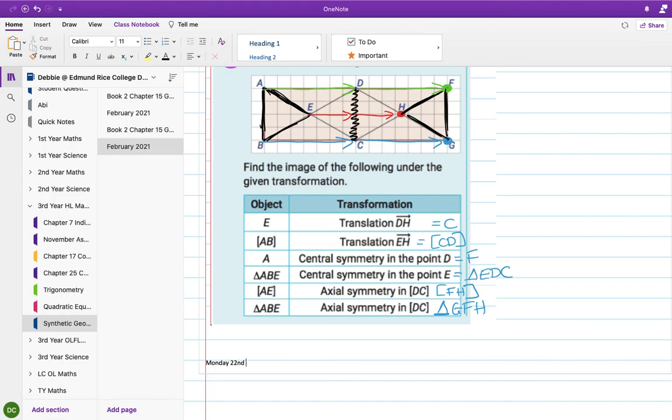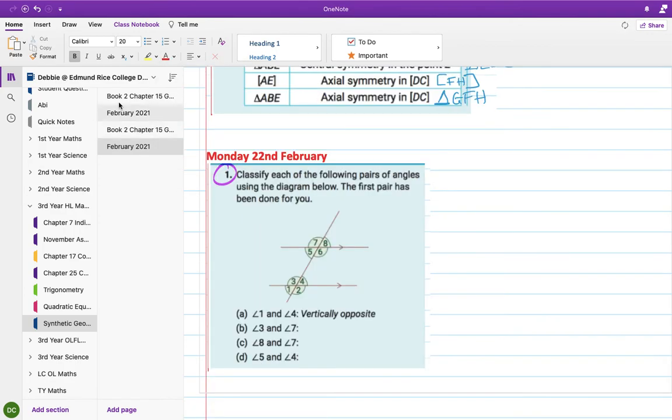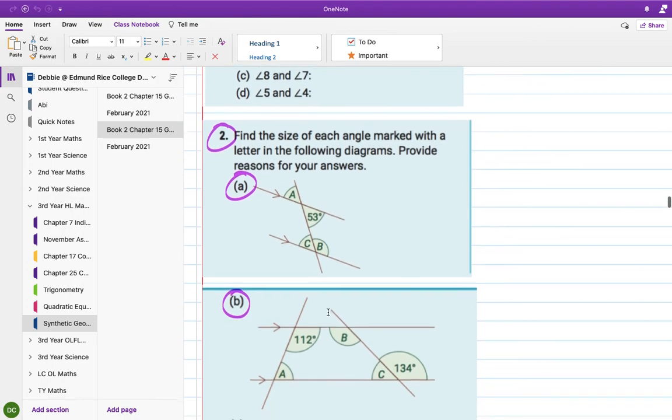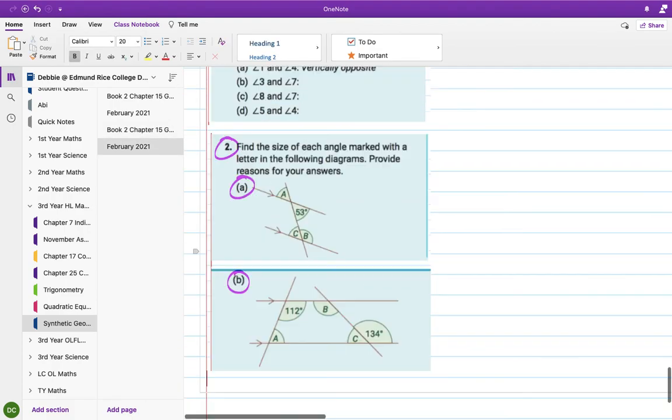Sorry, Monday the 22nd. There is the first one, and then these 2. Okay, so I kind of like these questions. They're like little puzzles to solve.